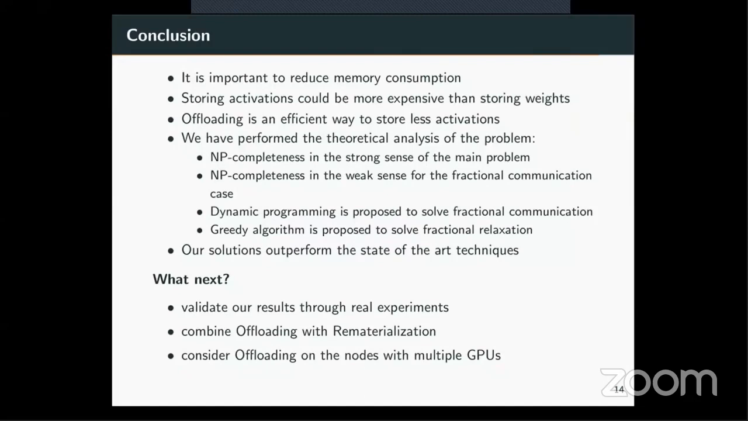That brings us to the end of my presentation. To sum up, we showed that it is important to reduce memory consumption when training neural networks. Furthermore, storing activations could be even more expensive than storing weights. This makes offloading a promising approach, as it allows storing fewer activations at the cost of the overhead imposed by communications. In our work, we have established the NP-completeness in the strong sense of the main problem, and NP-completeness in the weak sense of the fractional communication case.